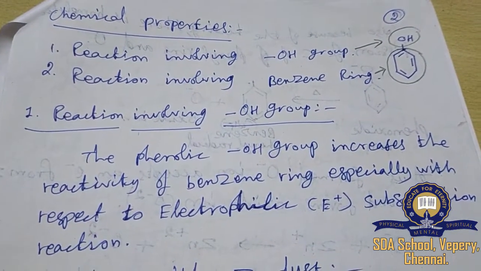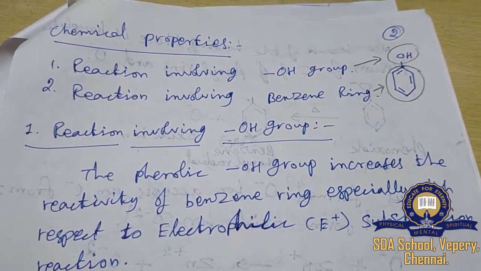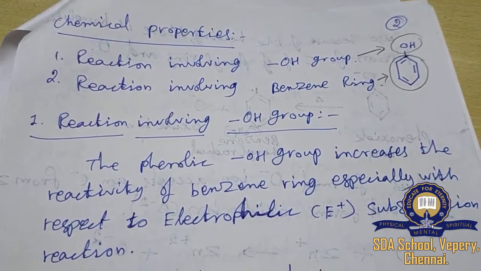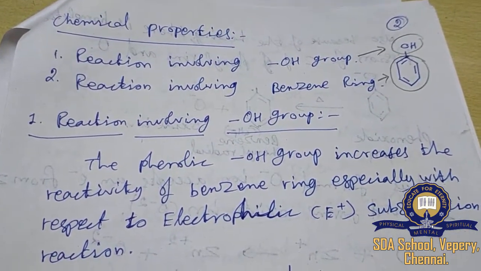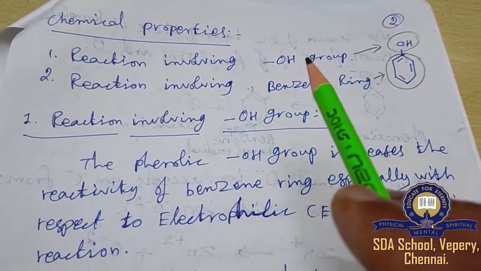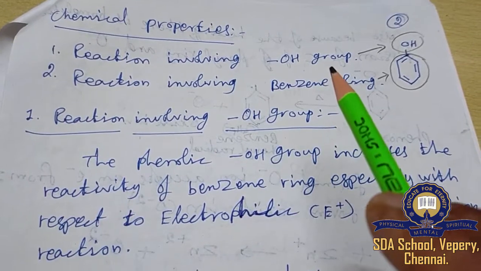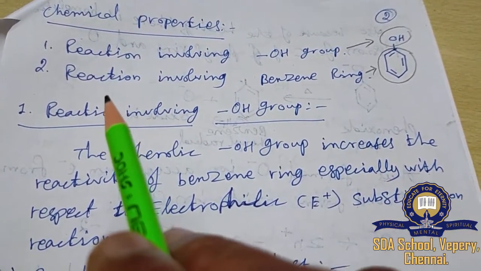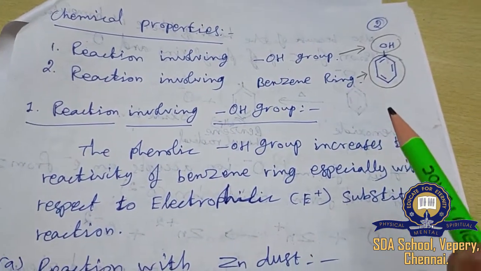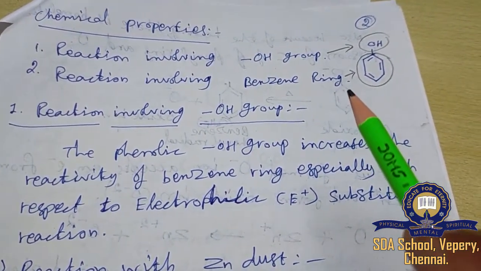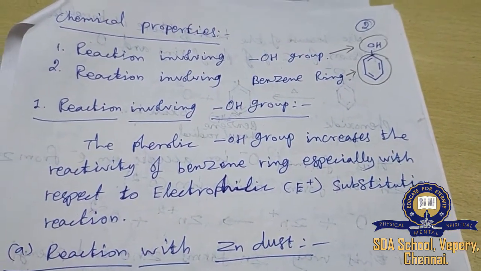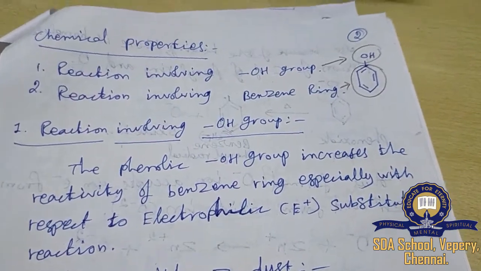Good morning students. Dear students, in the last session we discussed the chemical properties of phenol in two aspects. The first aspect, reactions involving the hydroxyl group, we already finished in the last session itself. The next aspect is reactions involving the benzene ring. In this aspect we have covered two reactions: the first one, nitrosation, and the second one, nitration. That we already discussed in the last session itself.